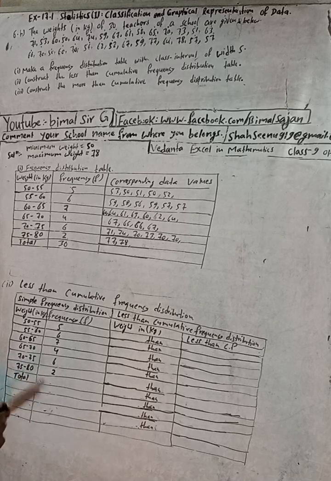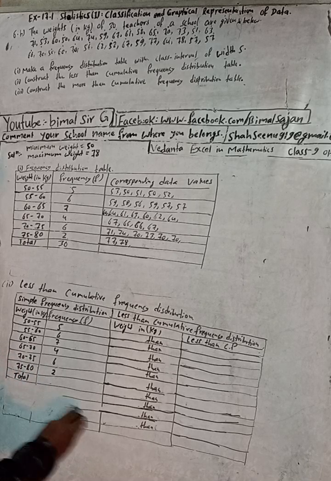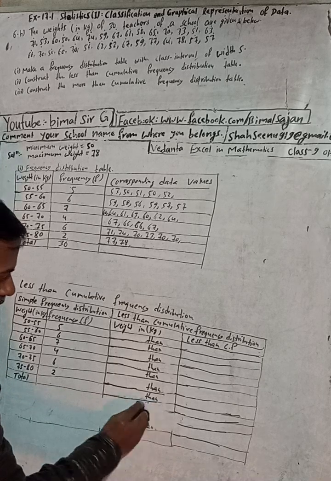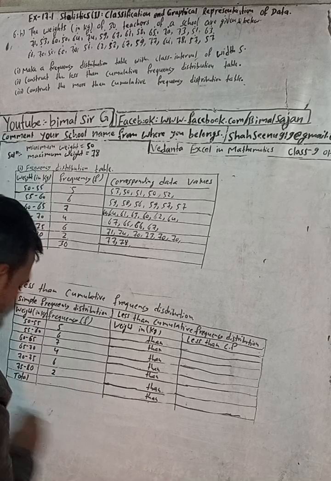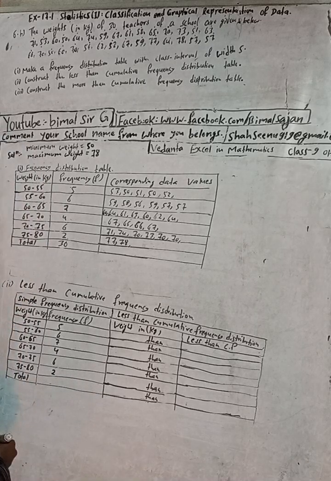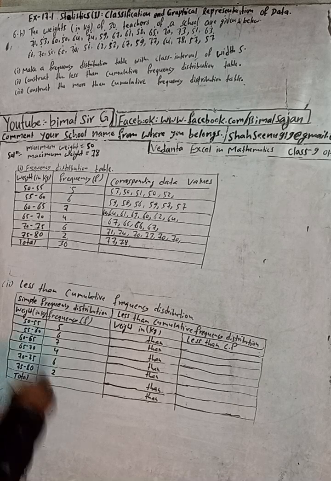Okay, and I don't need this part of the table for now. When we need it, we will extend this line. Now, after this completion, the less than cumulative distribution, now we can write here.